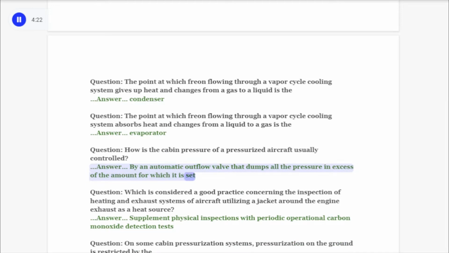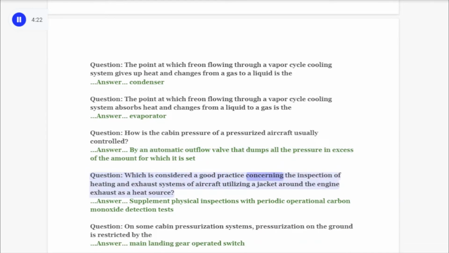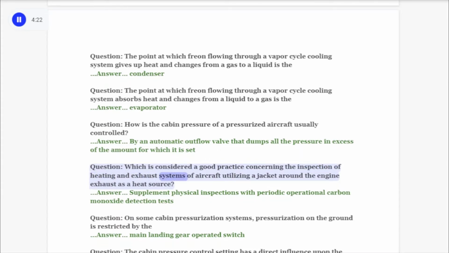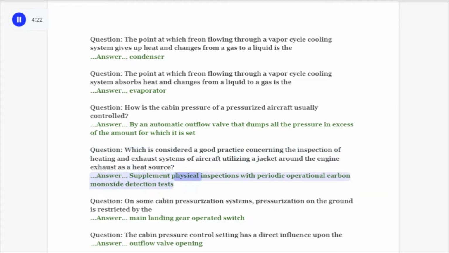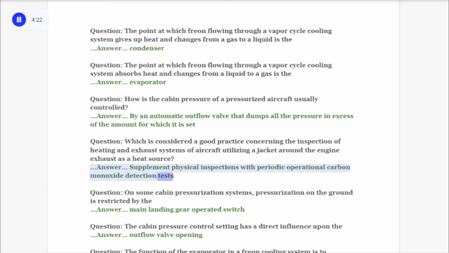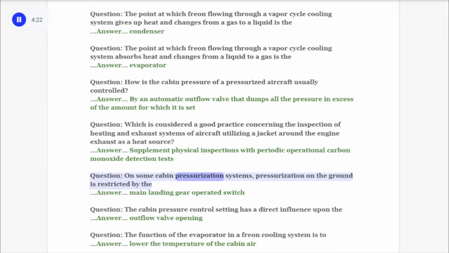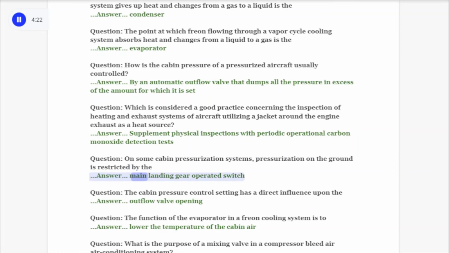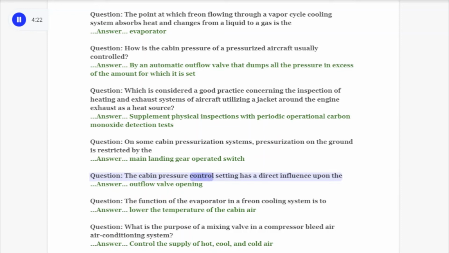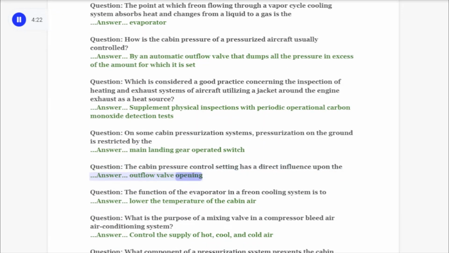Question: Which is considered a good practice concerning the inspection of heating and exhaust systems of aircraft utilizing a jacket around the engine exhaust as a heat source? Answer: Supplement physical inspections with periodic operational carbon monoxide detection tests. Question: On some cabin pressurization systems, pressurization on the ground is restricted by the? Answer: Main landing gear operated switch. Question: The cabin pressure control setting has a direct influence upon the? Answer: Outflow valve opening.